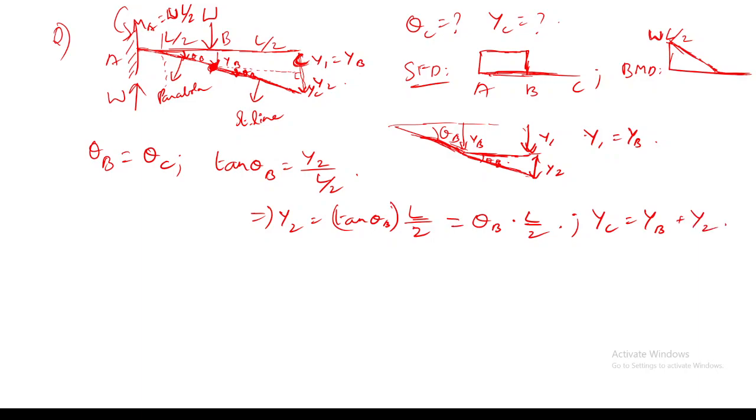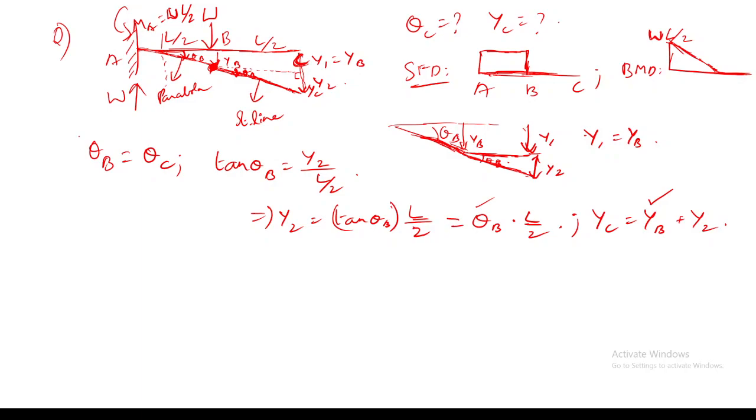So for this, what do you have to find out? You have to find out the value of yb, and then the value of theta b, and then you can substitute the things here and find out the value of theta c and yc. This is the method. Is everything clear?